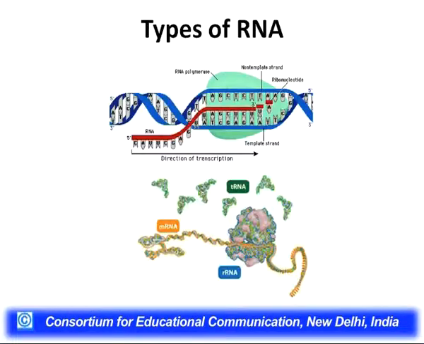As we all know, there are various types of RNA within the cell, but the three most important RNAs are tRNA, that is transfer RNA, mRNA, that is messenger RNA, and rRNA, that is ribosomal RNA. These three RNAs have different functions, but they work in tandem to carry out translation of mRNA into proteins.